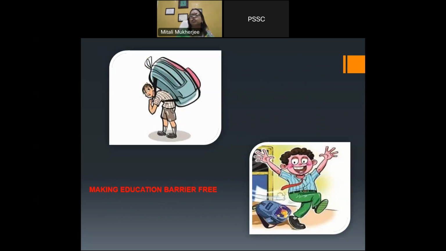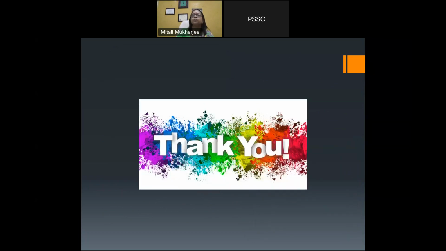So making education barrier free. As CBSE talks a lot about barrier free, this is one of the ways you can make your class barrier free. Children without bags. See how happy the child is without a bag and how sad he is with a bag. So once in a while, the new education policy also says that at least 10 periods a session without bags. Kindly plan it.